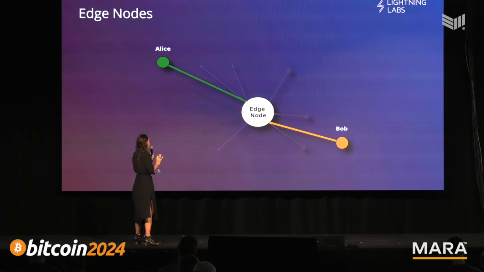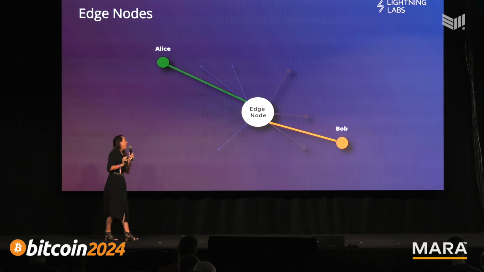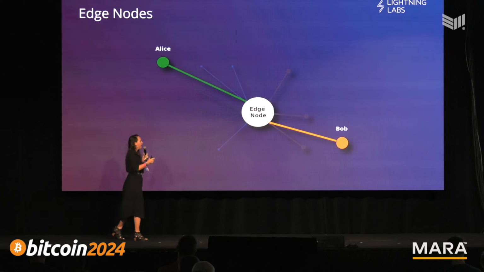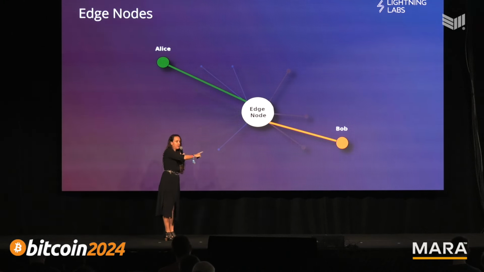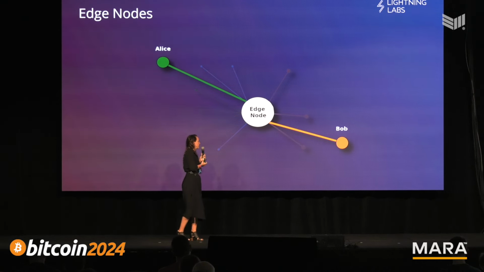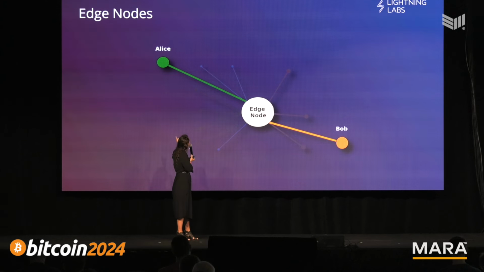There we go. Okay, so now we'll talk about this a bit more in depth, again, using Alice and Bob. Alice wants to pay Bob. Alice holds a US dollar stablecoin. Bob wants to receive Satoshis. So Bob can generate a Satoshi invoice, right? And send it to Alice, who can pay it.